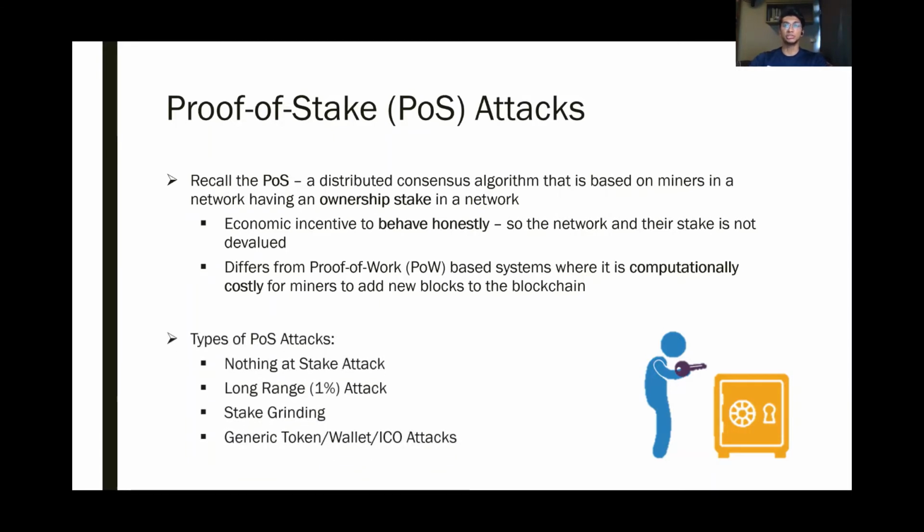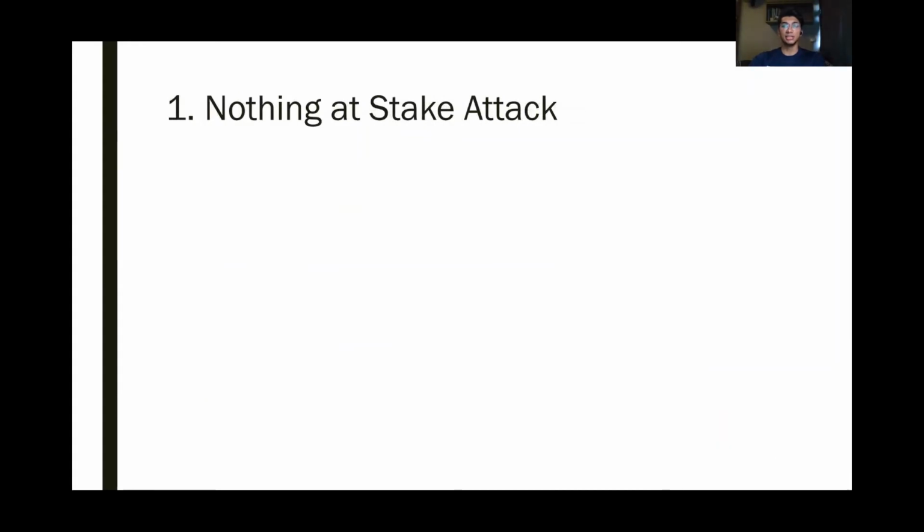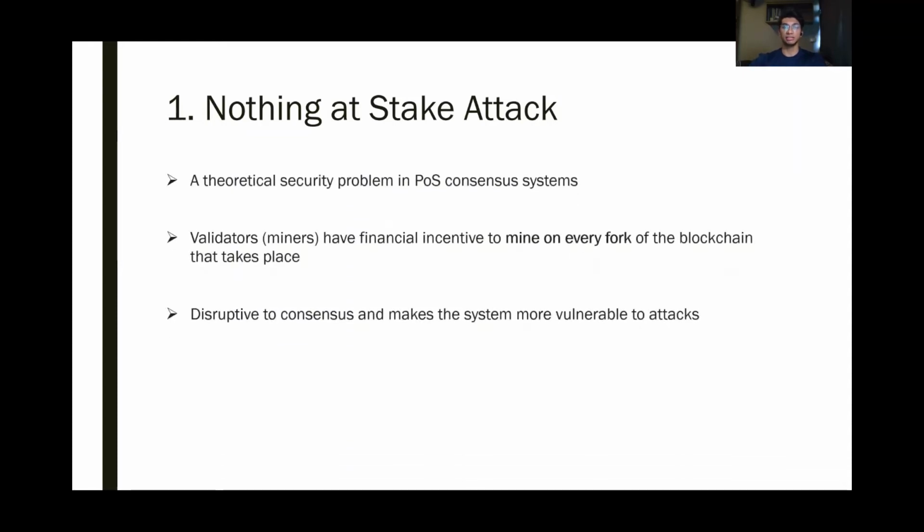POS attacks aim to disrupt networks that use POS consensus mechanisms, and these include nothing-at-stake attacks, long-range attacks, stake grinding, as well as generic token, wallet, ICO, or exchange attacks. Firstly, a nothing-at-stake attack is a theoretical security problem that occurs because of the low computational cost of mining the blockchain, where validators have a financial incentive to mine on every fork of the blockchain that occurs, leading to several security issues that could expose the system to vulnerabilities.